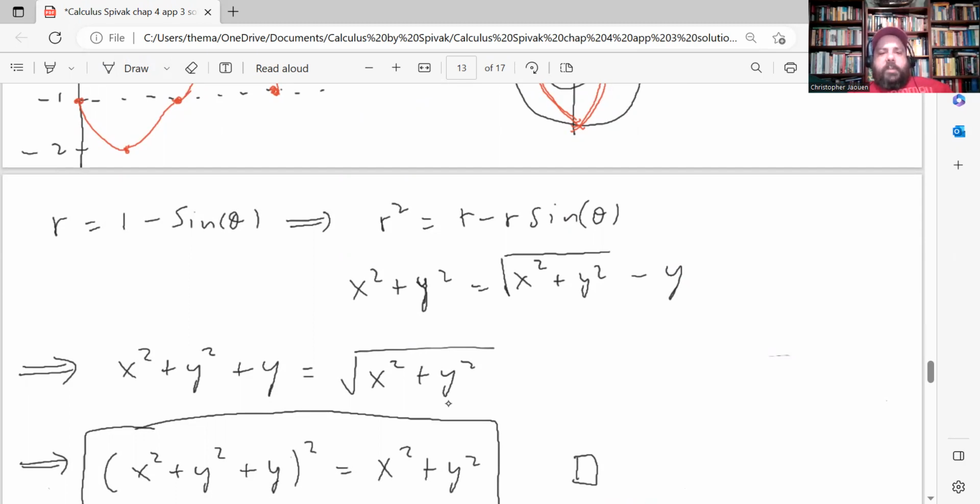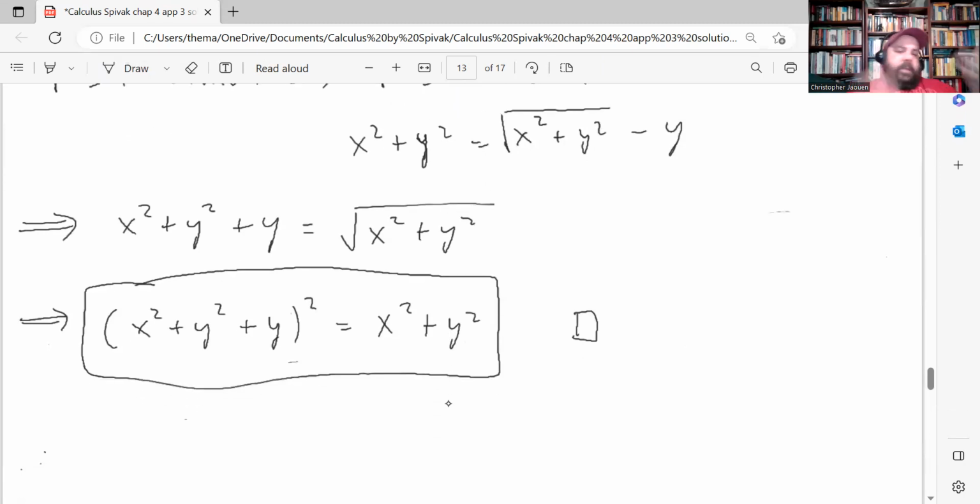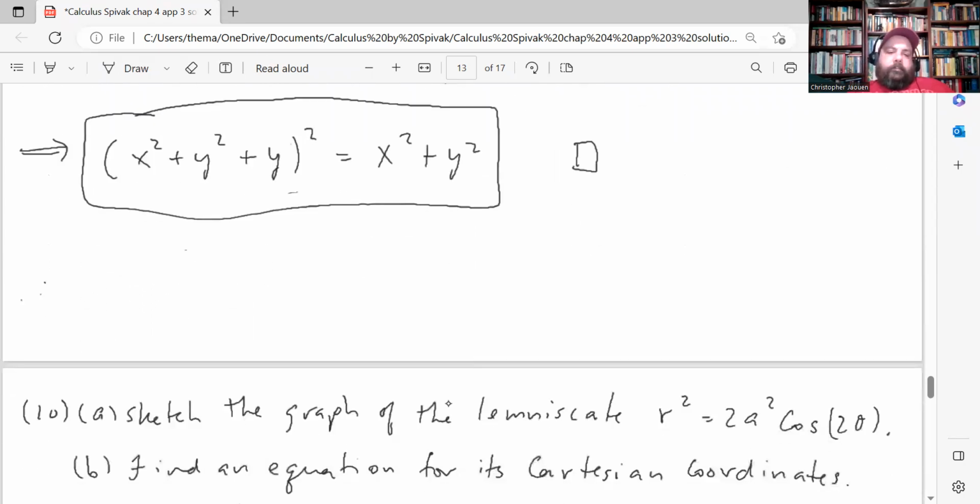And then using the formulas, r squared, remember, is equal to x squared plus y squared. And r itself is equal to the square root of x squared plus y squared. And r sine theta is equal to y. So you get the form that we want. And then all you have to do is bring y to the left-hand side, square both sides, and we get the form that we want. Right? So this is the Cartesian equation for the cardioid. Okay.